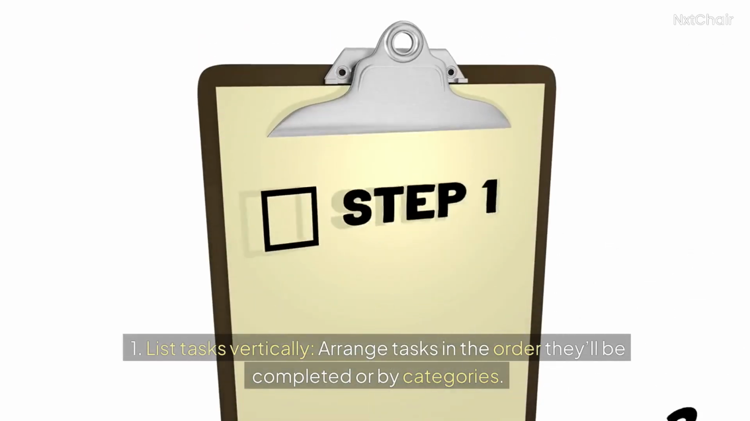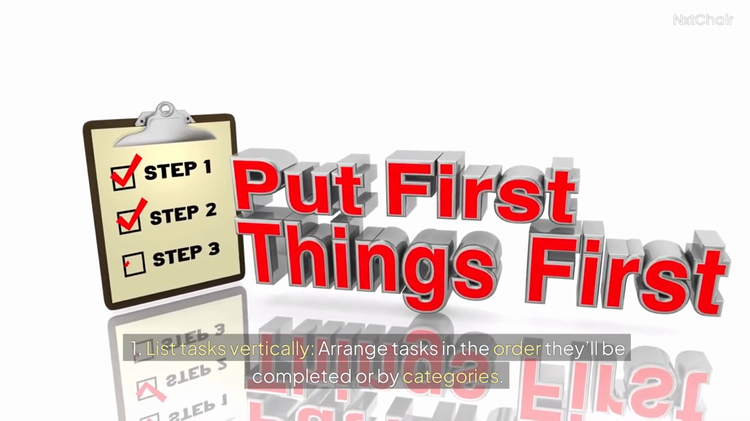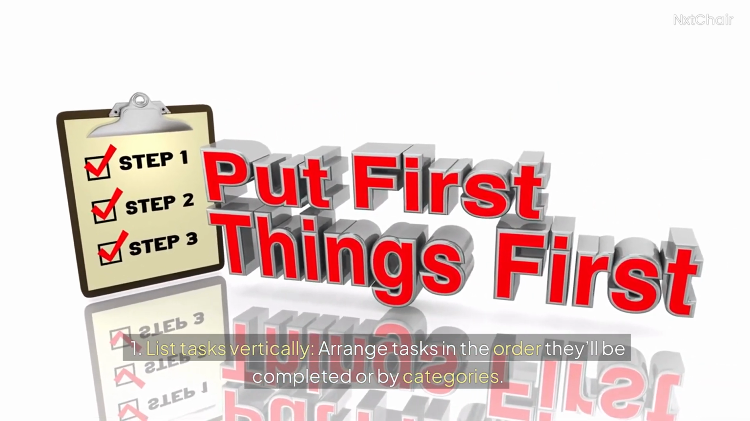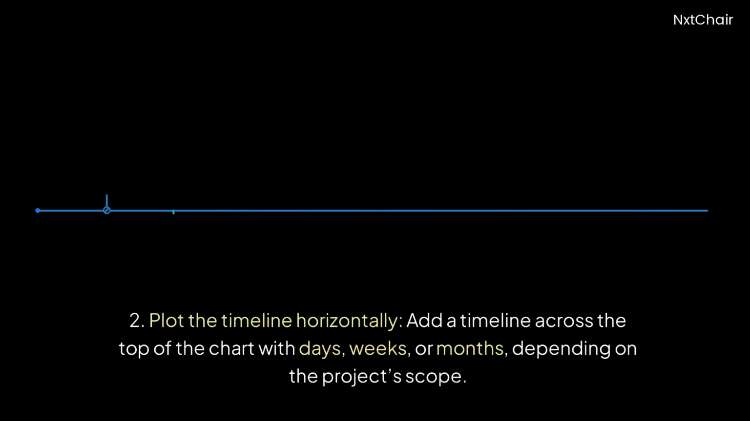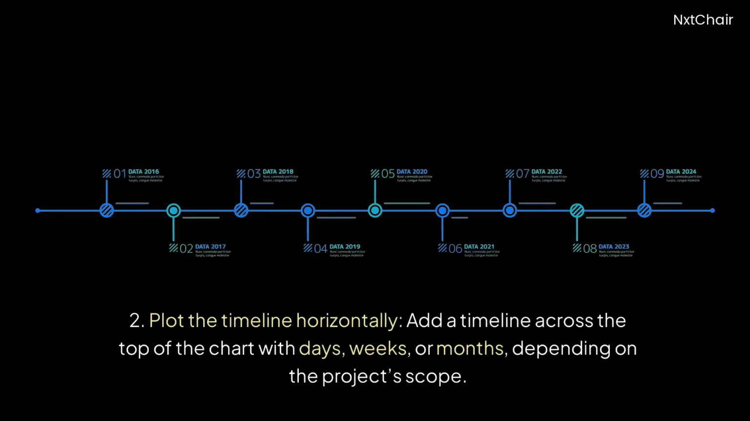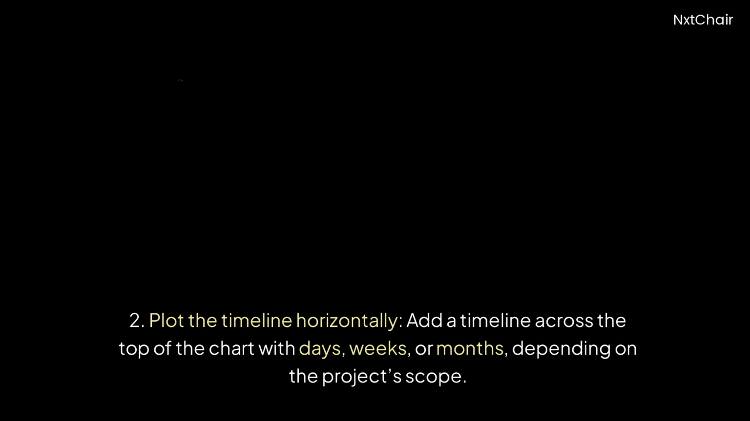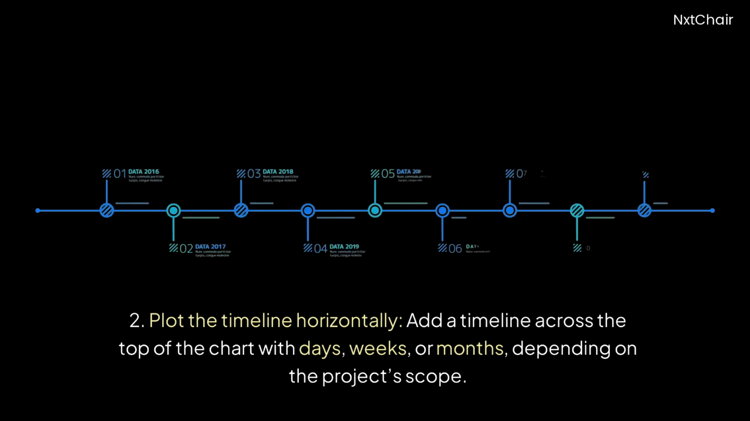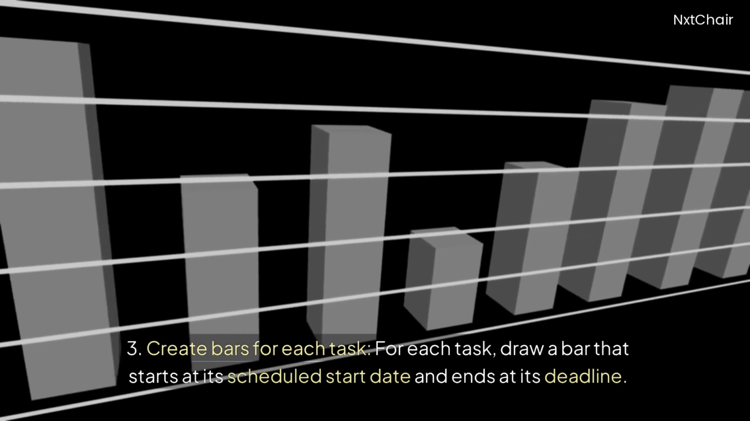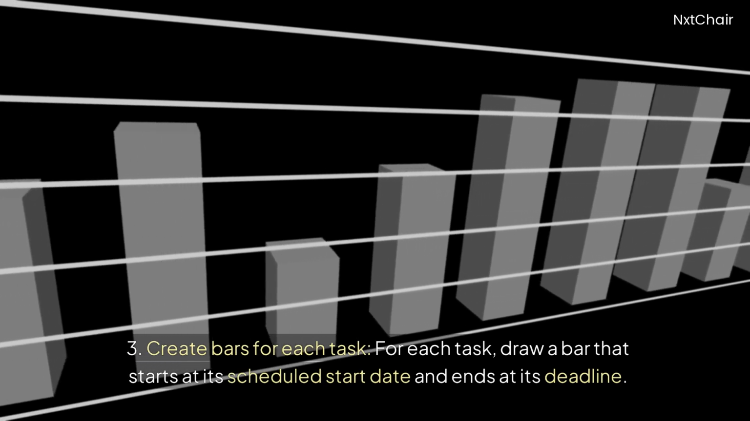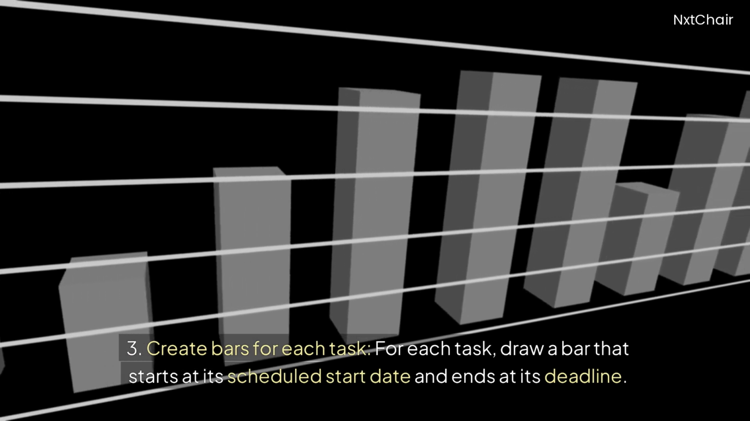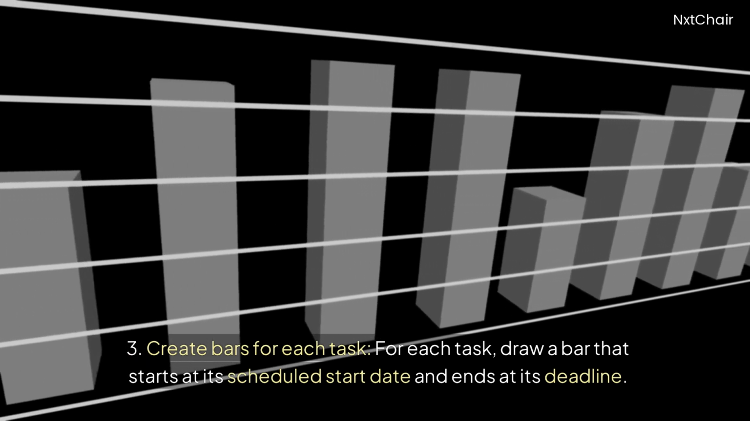1. List tasks vertically. Arrange tasks in the order they'll be completed or by categories. 2. Plot the timeline horizontally. Add a timeline across the top of the chart with days, weeks, or months, depending on the project's scope. 3. Create bars for each task. For each task, draw a bar that starts at its scheduled start date and ends at its deadline.